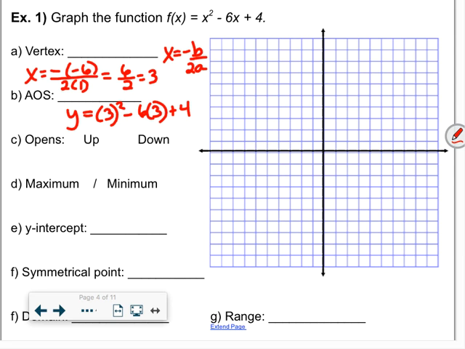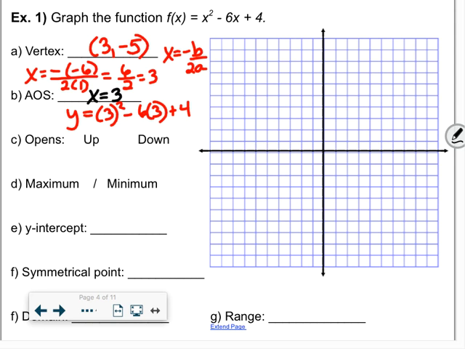What do you get? -5. Okay, I got -5. So my vertex is (3, -5). The axis of symmetry is always x equals the x value. So it's x equals 3. Don't just write 3. It's got to be a vertical line, so it's x equals 3.